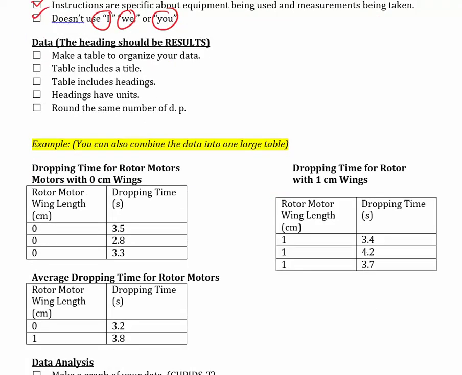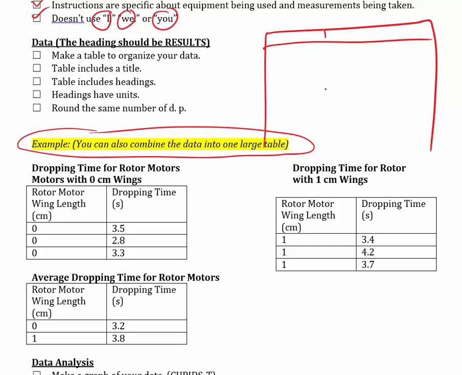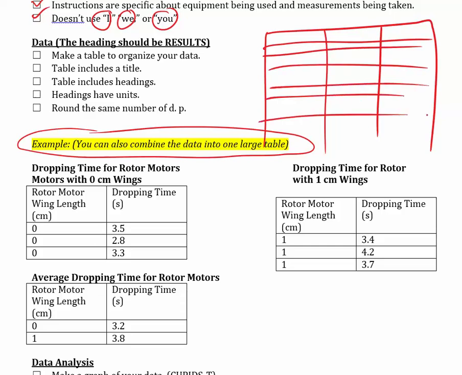For the data, you should plan to have it in a table, and in this case, you could choose to use one larger table. It's always a good idea to plan this ahead of time while you're setting up your data. But what is the best way that you can organize your data? The key here is, just by looking at your data table, we should be able to tell what your experiment is. So there have to be headings, the units, and a title.